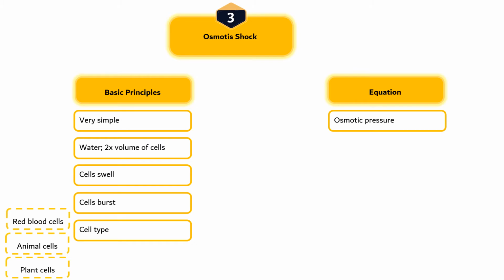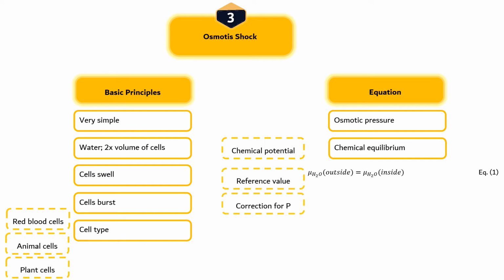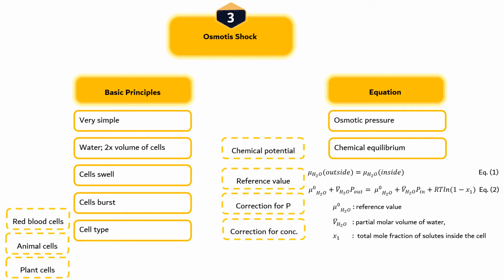To estimate the size of this pressure, we turn to the definition of chemical equilibrium, which states that the chemical potential of water must be constant, as shown in equation 1. The corresponding potential at the inside involves a reference value, a pressure correction, and a correction for solution concentration, as shown in equation 2.